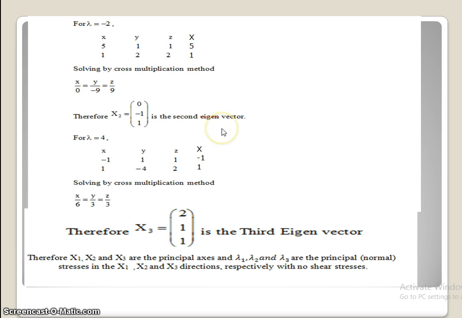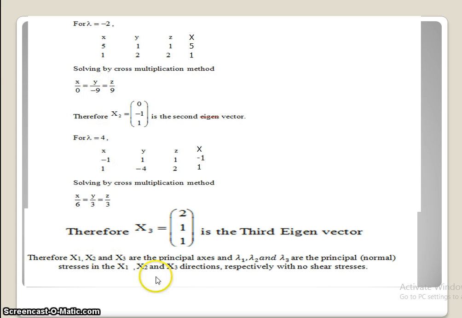This is the second eigenvector. Then put lambda equal to 4 in the original matrix, so we get minus 1, 1, 1, 1 minus 4, 2. Again we write the same x value, this one is minus 1, again 1, same procedure. First for the x value we omit x and multiply these two. Next y means multiply these two, then z means minus 1 into minus 4 is 4, 4 minus 1 is 3, so we get 6, 3, 3. Therefore x3 equals 2, 1, 1. This is the third eigenvector, and we can divide by the common term here.